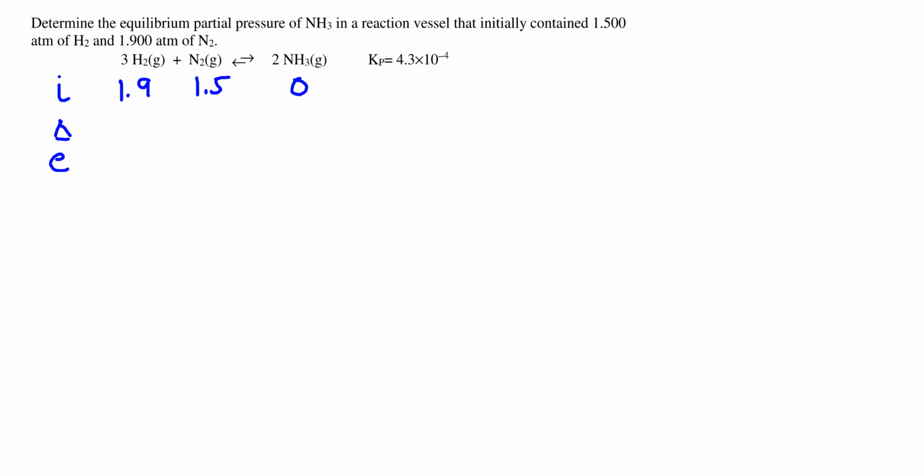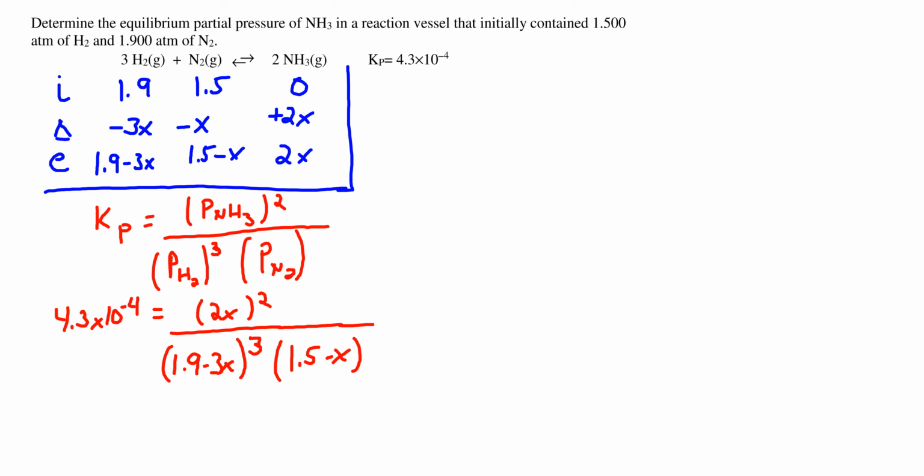Now for change, the easiest way to go about this is we'll have 3x, losing 3x of H2, and every 3 moles of H2 that we lose, just 1 mole of N2. We determine this by looking at our coefficients, and we generate 2x moles of NH3. The equilibrium quantities are initial plus change.